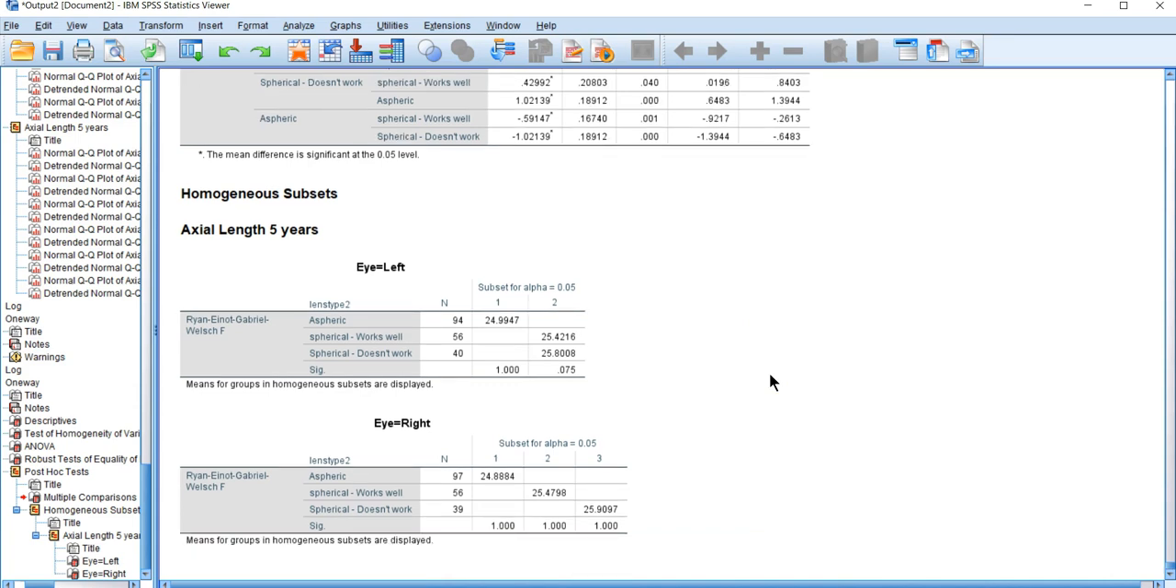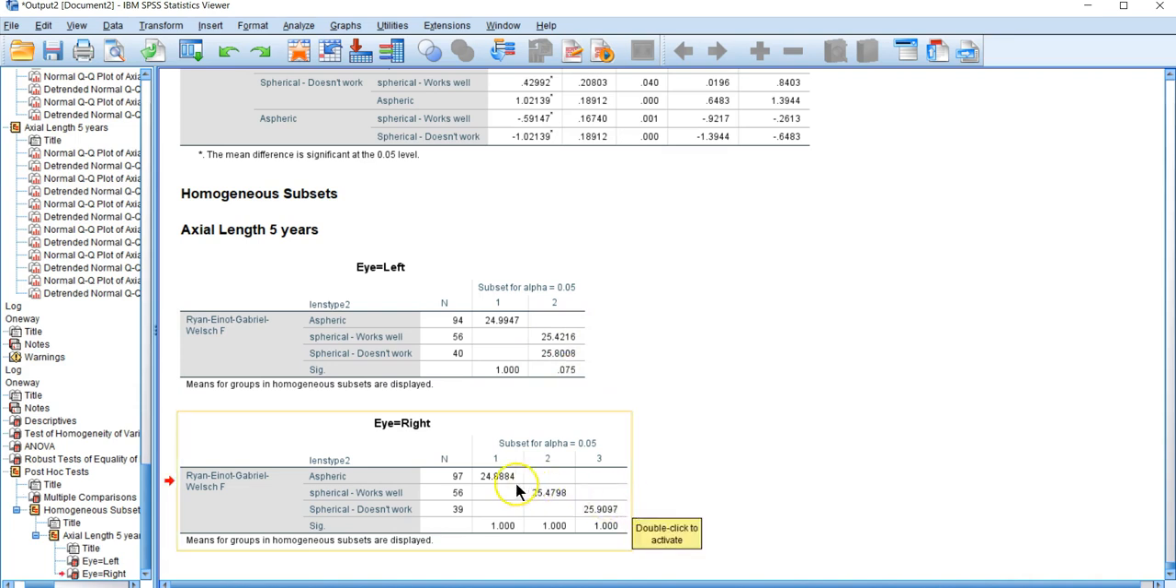Okay. This is the REGWF test, and the way you interpret this is that it gives the number, and groups that are in different columns are different. So aspheric is different from spherical works well and spherical doesn't work well. And spherical works well is not significantly different from doesn't work well, because they're in the same column. So you've got this guy over here by himself. He's different from these two. These two are not different from each other.